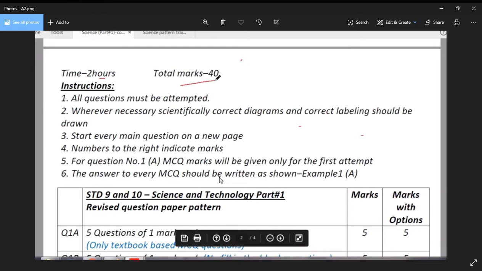Now in March 2020, you have to write only the alternatives. For example, the first fill in the blanks of MCQ, the answer of that is B, therefore you have to write 1B, right?